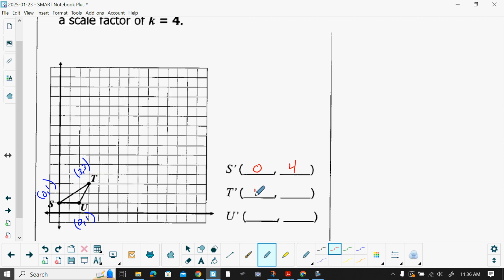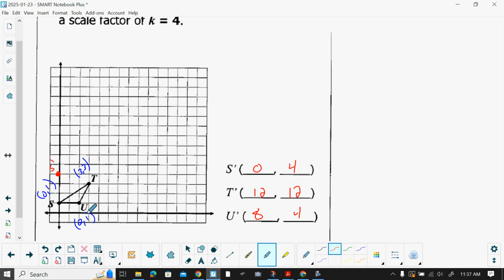3 times 4 is 12. And U, 2 times 4 is 8, 1 times 4 is 4. So 0, 1, 2, 3, 4. Here's my S prime. T prime, 12, 12.